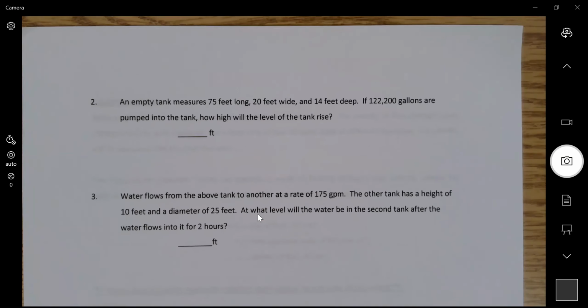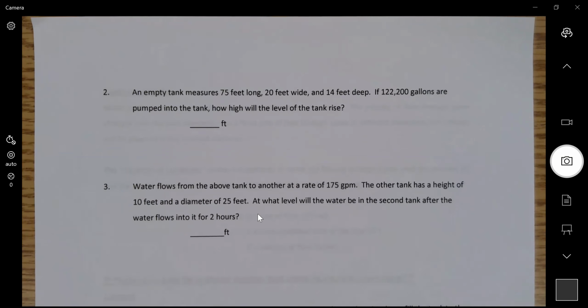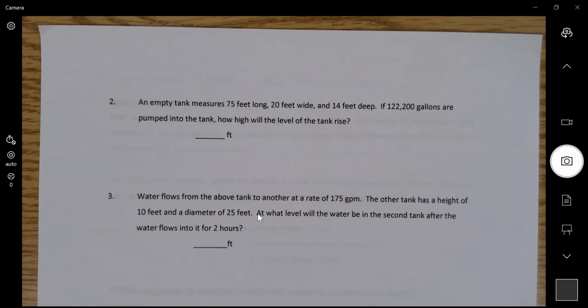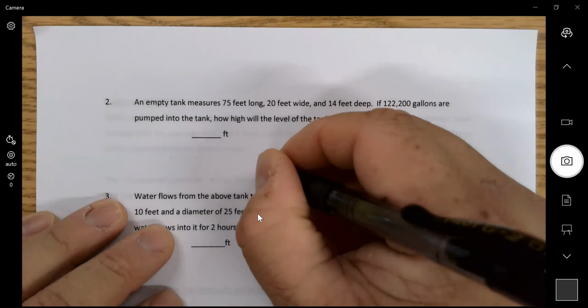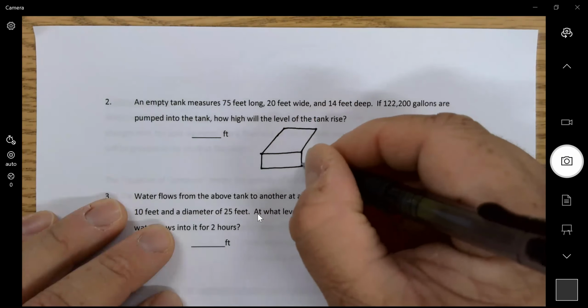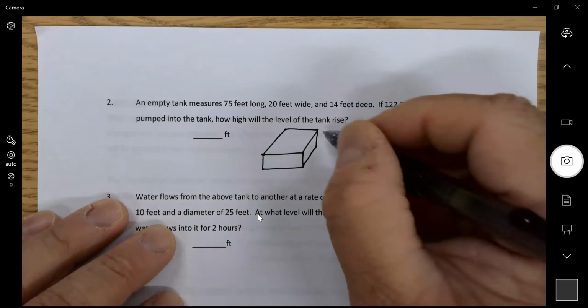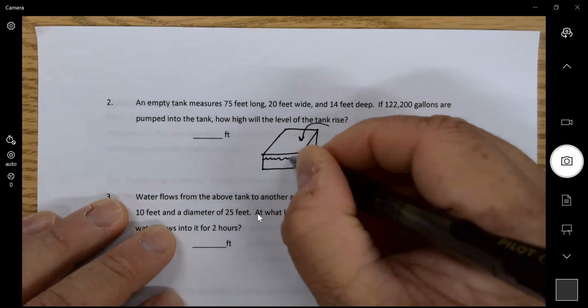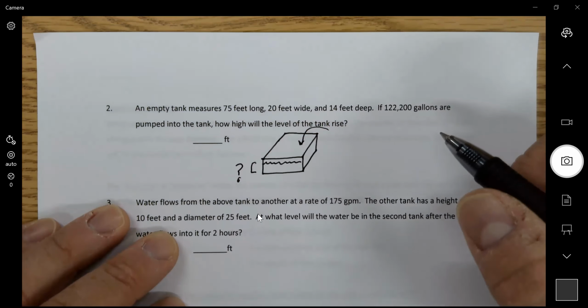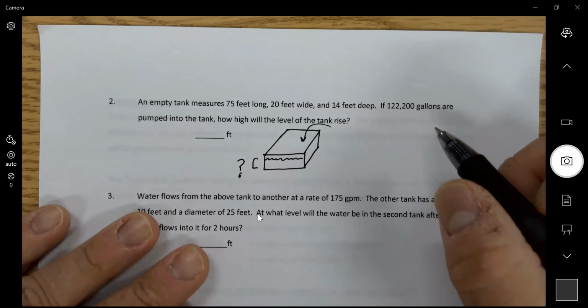An empty tank measures 75 feet long, 20 feet wide, 14 feet deep. If 122,200 gallons are pumped into the tank, how high will the water level rise in the tank? So first off, it's this shape, isn't it? We're going to dump water in there, and the water level is going to rise so much. Do you remember how to do these? I showed you, I think yesterday we did this.